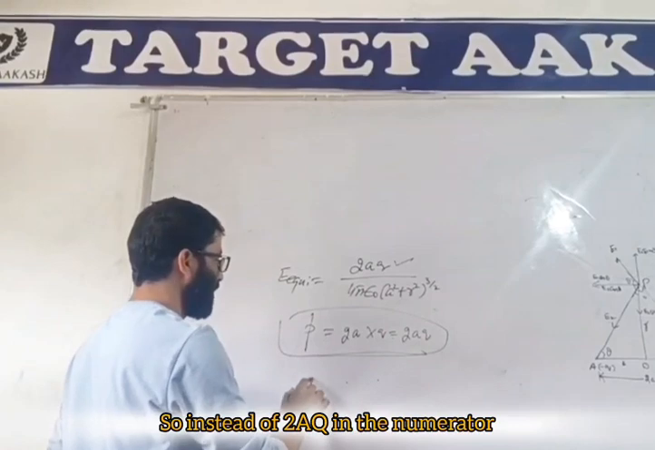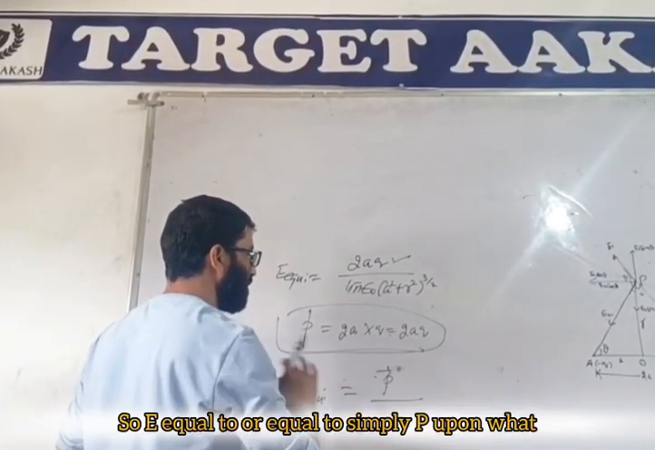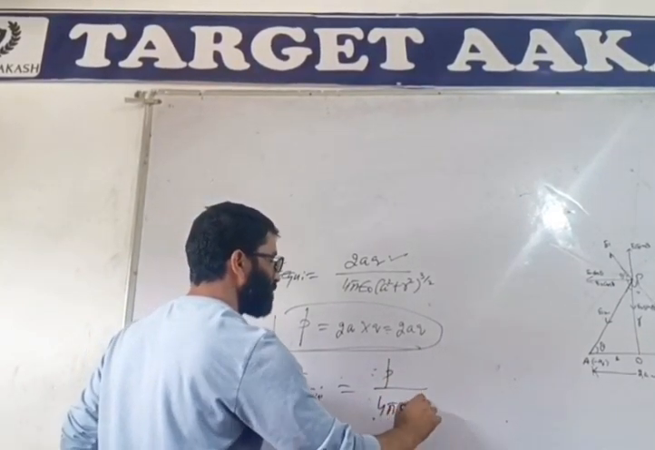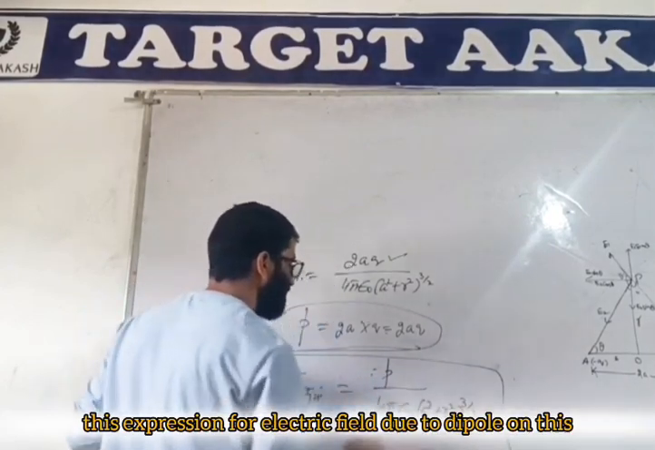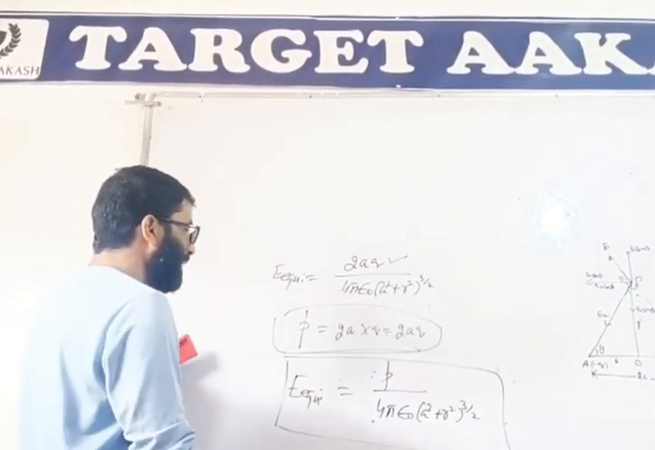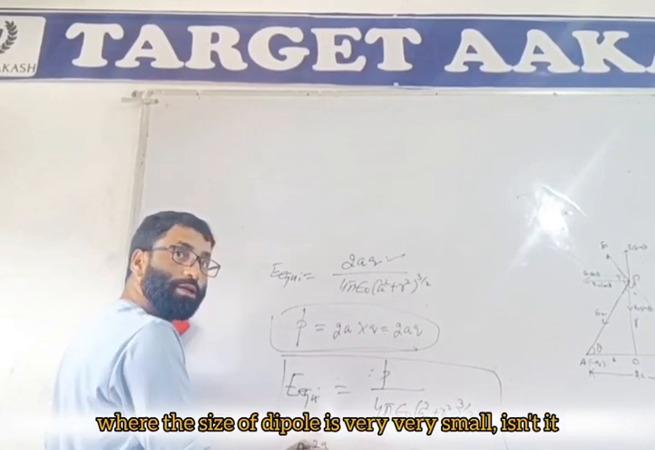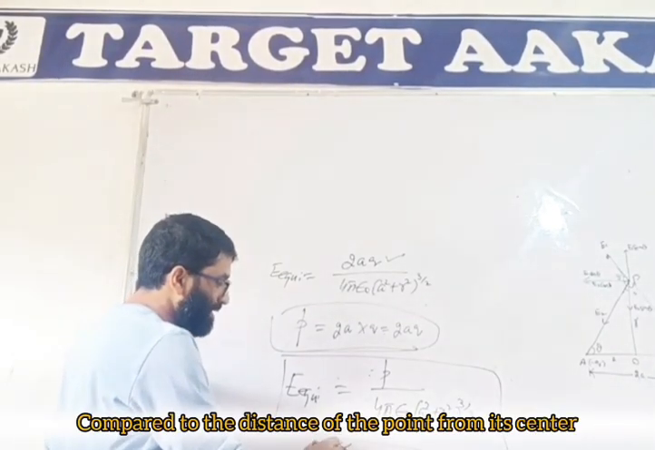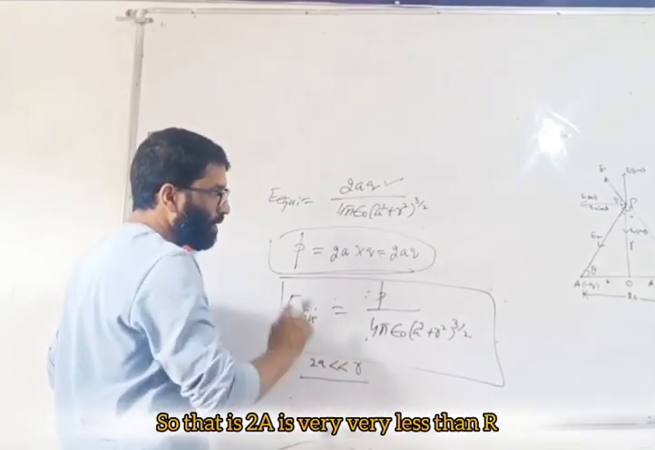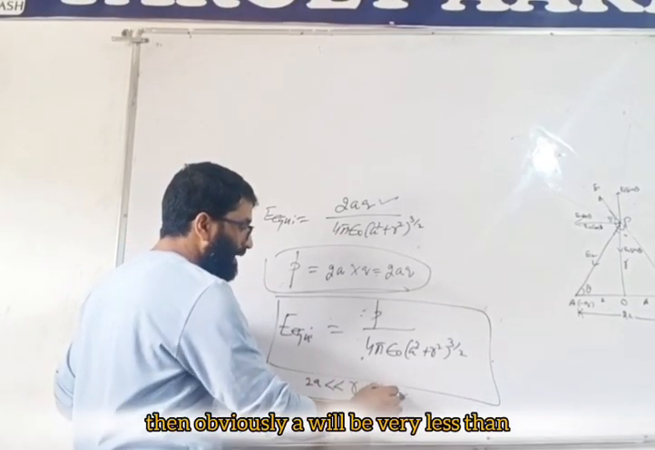So instead of 2aQ in the numerator, you just insert p, the dipole moment. So E equatorial will be simply p upon 4 pi epsilon naught a square plus r square to the power 3 by 2. This is the expression for the electric field due to a dipole on its equatorial line. Now I will apply a special case where the size of the dipole is very, very small compared to the distance of the point from its center. That is, 2a is very, very less than r. Then obviously a will be very, very less than r.